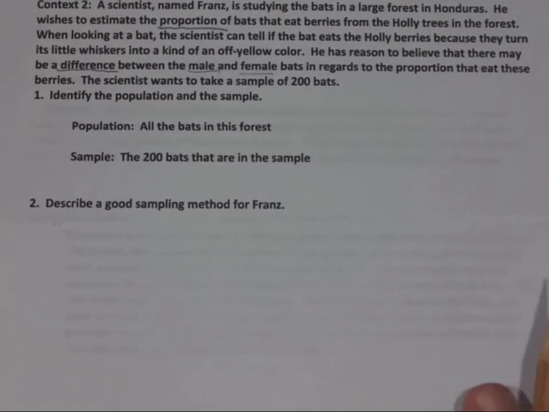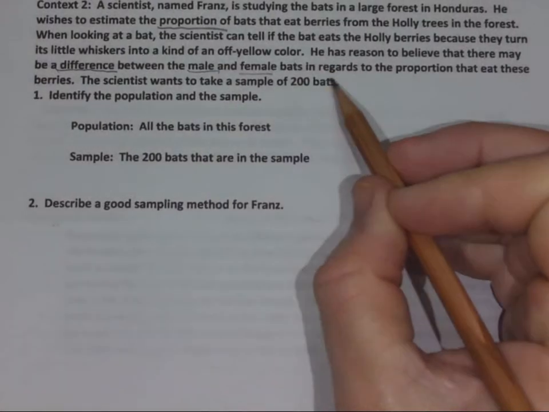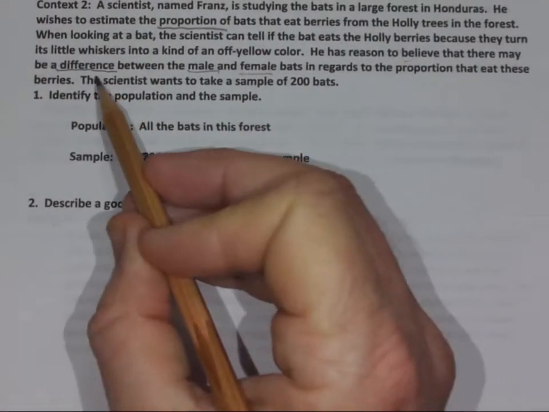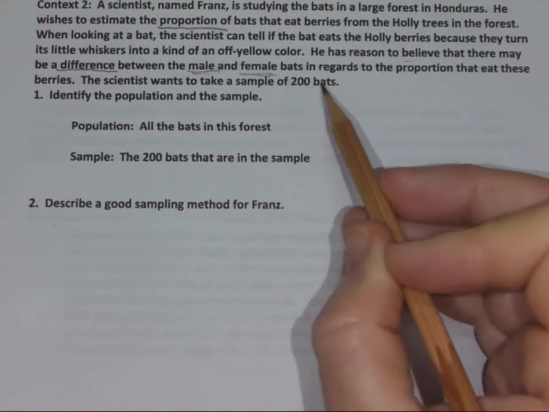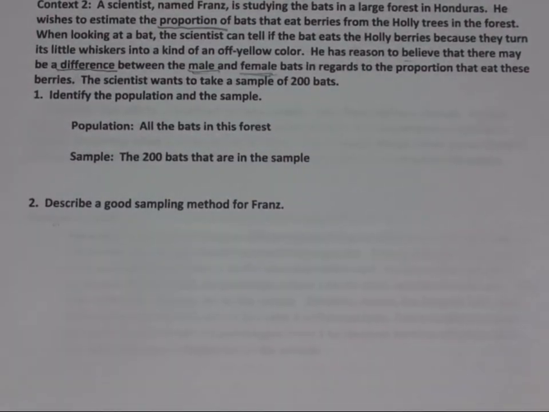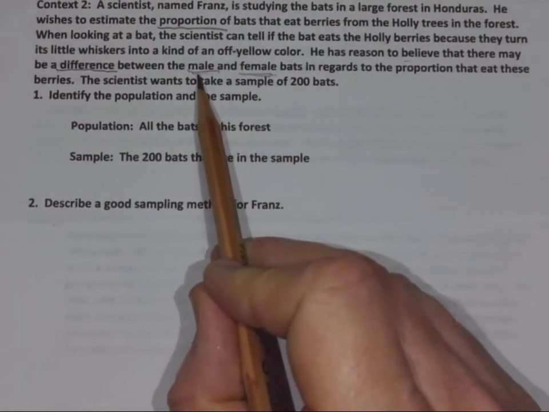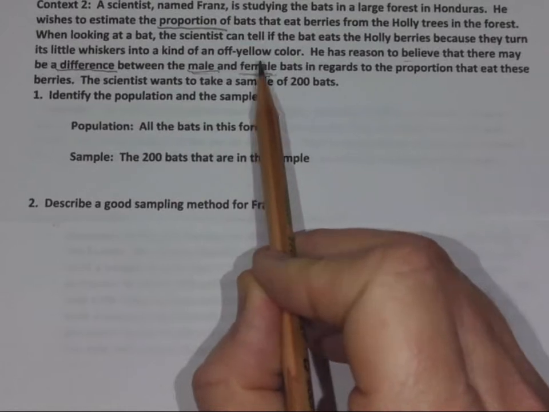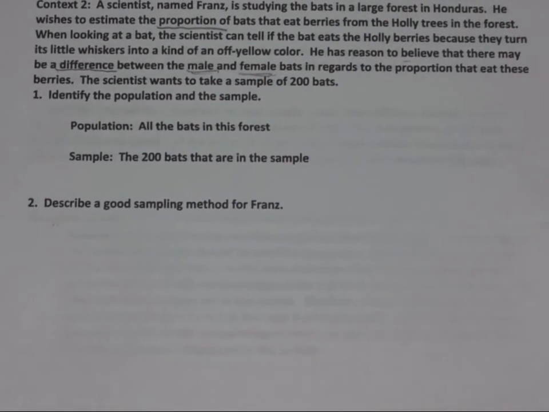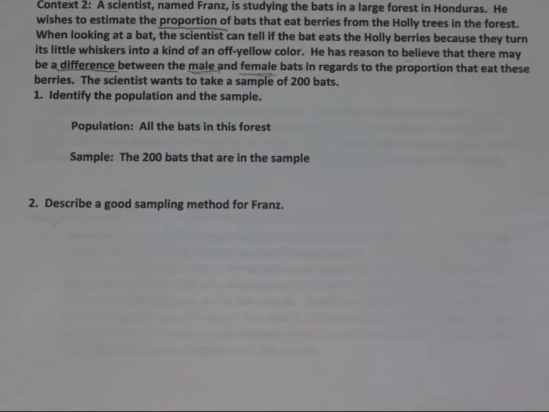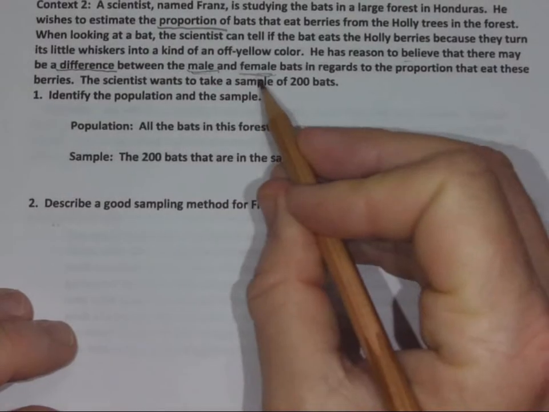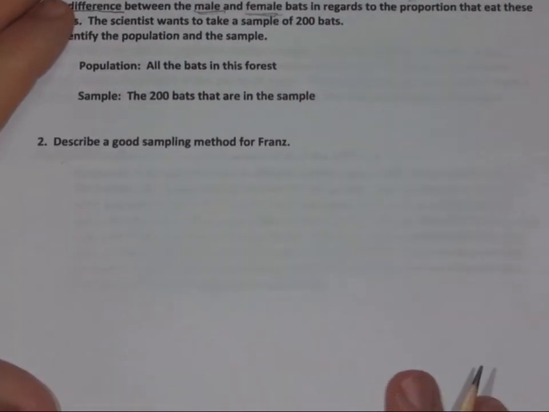Well, we want a random sample, certainly, but also the other bit of information is this. He has reason to believe that there may be a difference in the male and female bats. And so, therefore, we should stratify. We should say to ourselves, wait a second, there's a difference in the males and females in regards to this issue. We need to make sure that the males and females are equally represented. We don't need to stratify on any other issue because we have no reason to believe that any other issue is relevant to this, such as the size of the bats or the age of the bats or the color of the bat's fur or something. No other variable except for male and female. So what we're going to do is a stratified random sample.